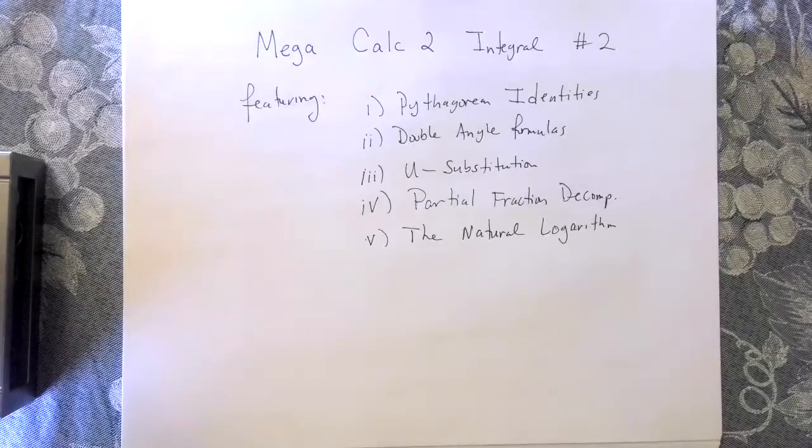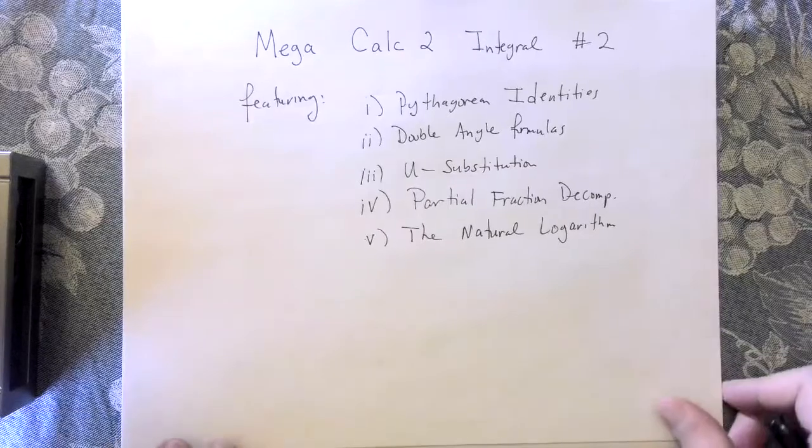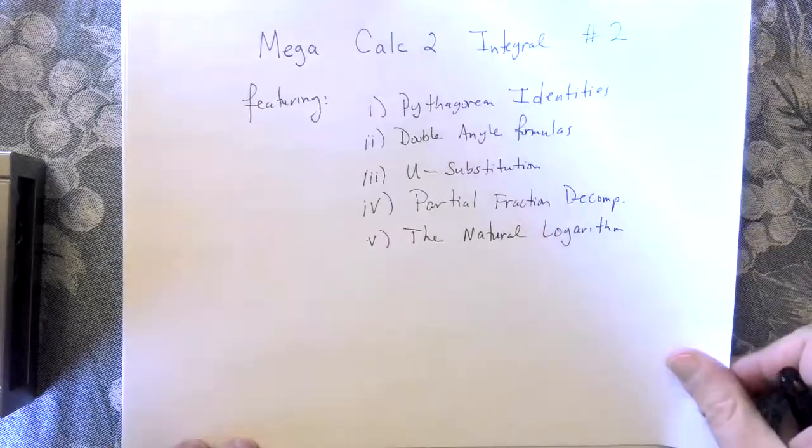Hey, welcome back, everybody. We've got another mega Calc 2 integral. This integral features Pythagorean identities, double angle formulas, U substitution, partial fraction decomposition, and the natural log function. Great problem for reviewing a lot of ideas in one rich example. Okay, so let's quickly talk about what we're going to need to solve this.